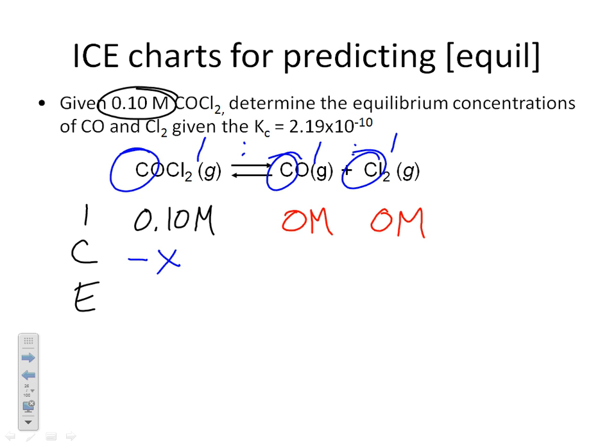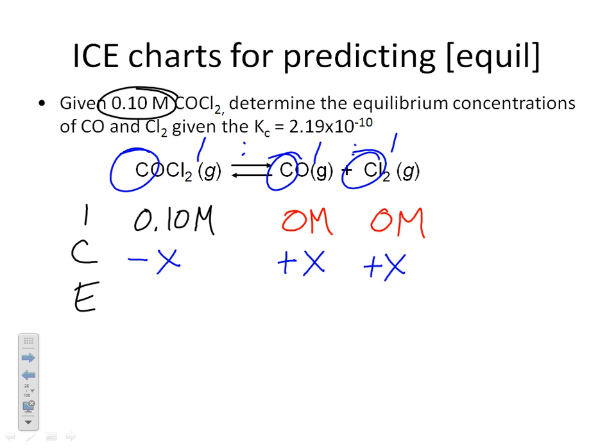because it's a reactant, so it's being used up. Then the carbon monoxide, it's a product. It will go up by X. It's a 1-to-1. You lose X amount of the reactant. If they're in a 1-to-1, you will gain X amount, the same amount of the product. Now the chlorine gas is also 1-to-1, so this will also be plus X.